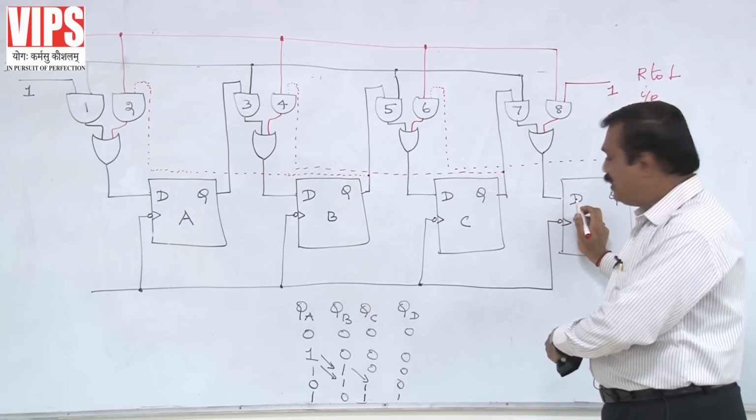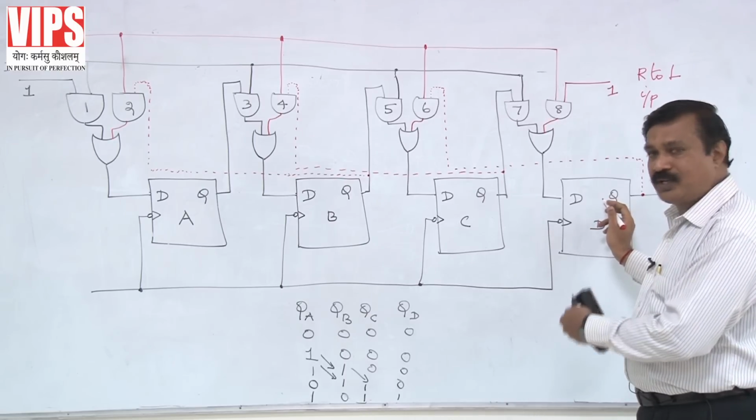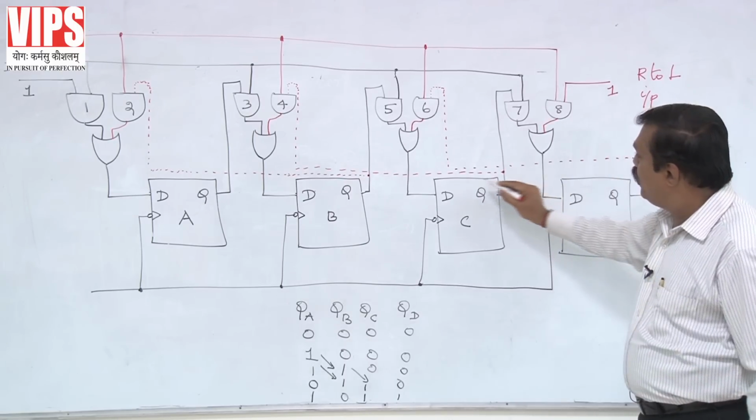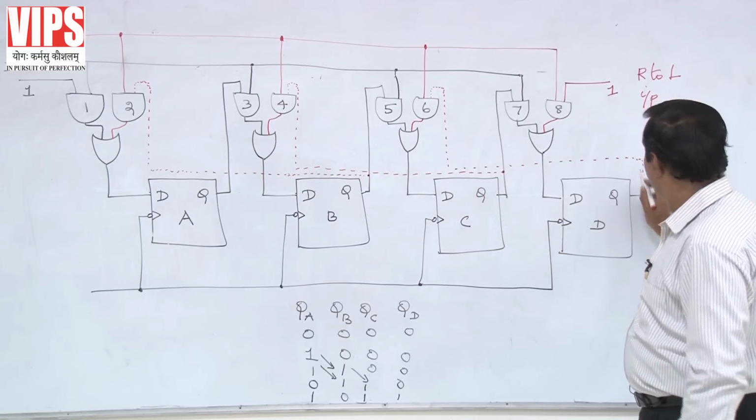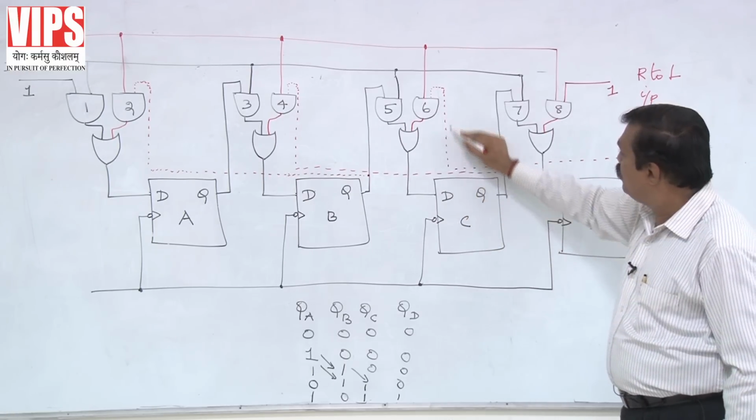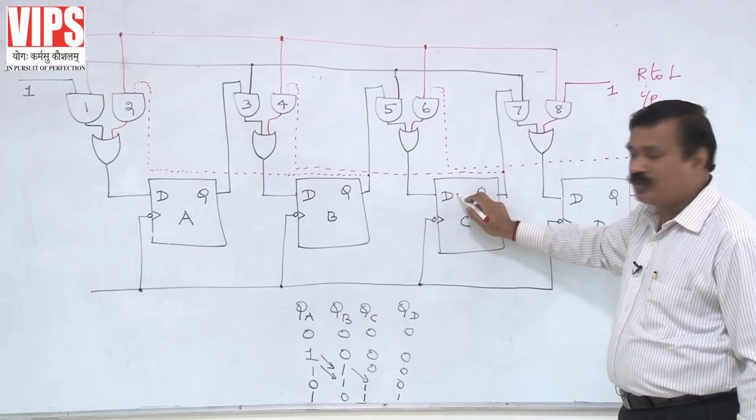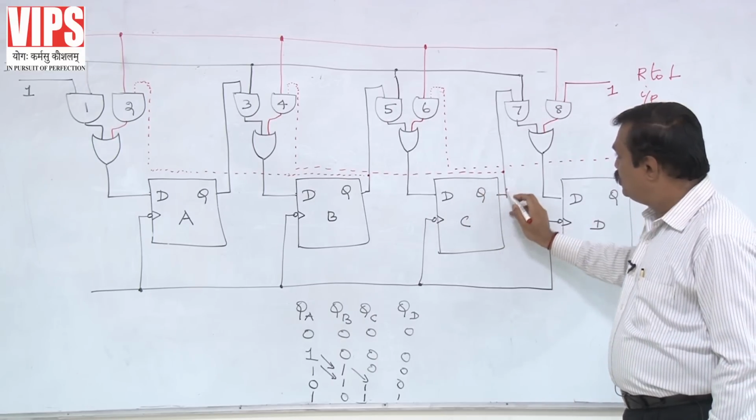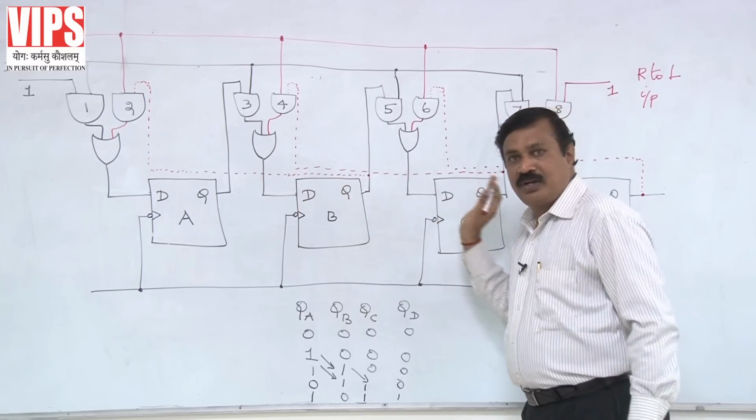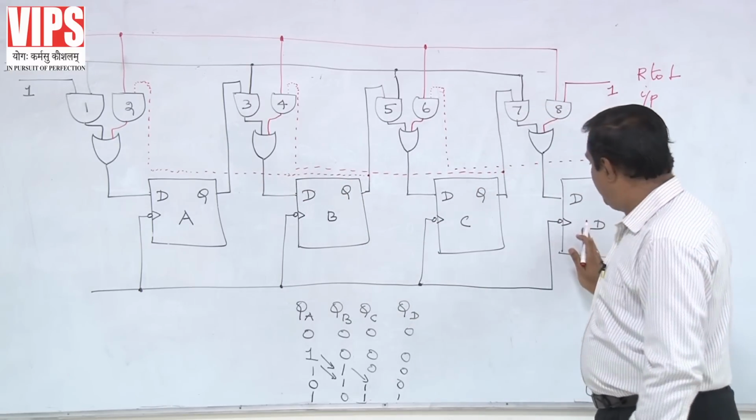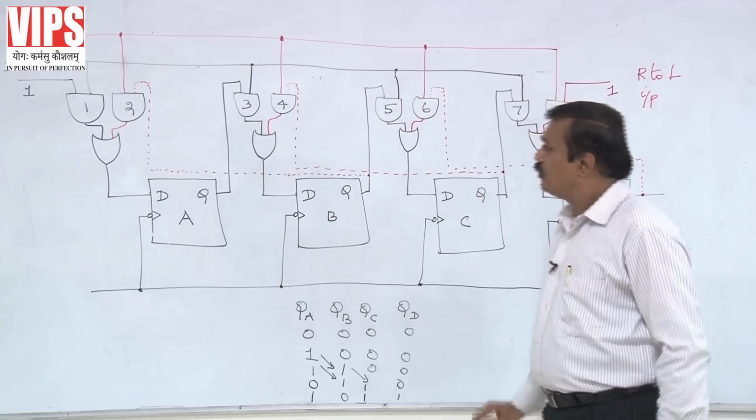If you give a clock pulse, this Q will generate output, that is 1, and it is going to the next D this way. Please see this here. It will go along this and you will get input here. Again this output goes to the next like this. It is traveling from D, C, B and A.